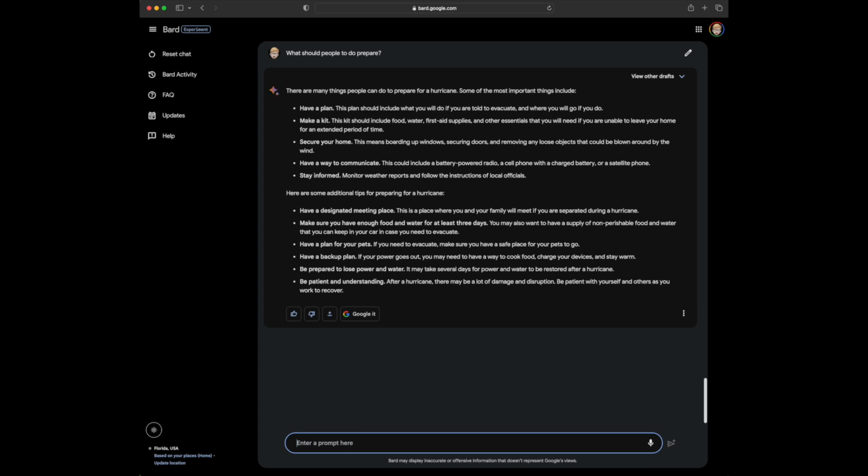It's pretty nice. But be prepared to lose power and water. It may take several days for power and water to be restored.